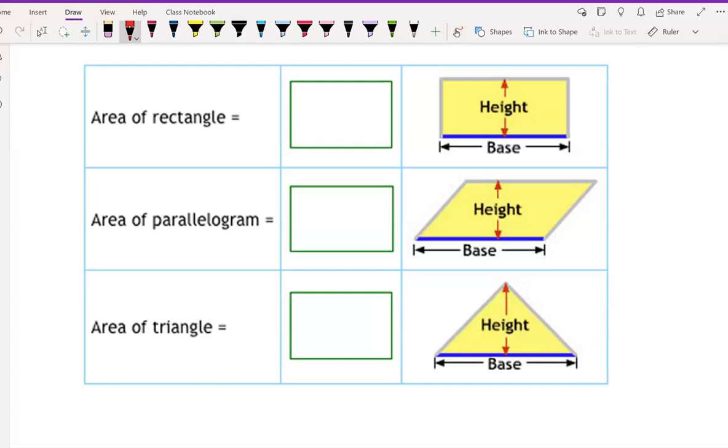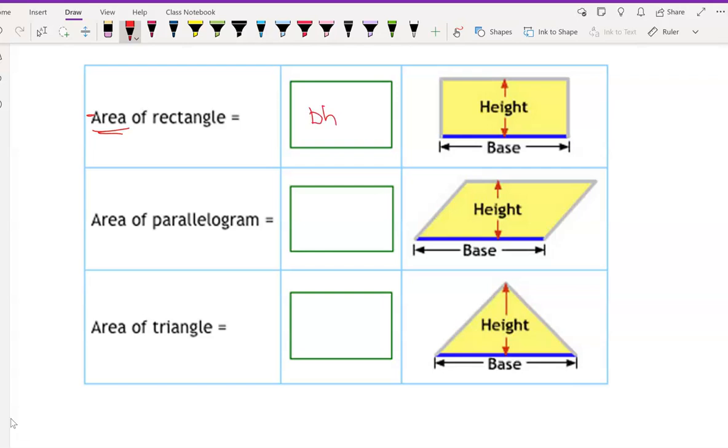Make sure that you write down this diagram so that you can input these proper formulas. So pause the video, and then I want you to come back to write the formulas. Okay, thank you for pausing. So if you can see here, we're trying to find the area of a rectangle. And you may remember this as base times height. So we take base times the height.